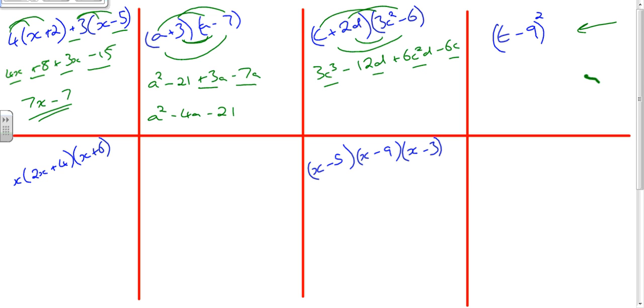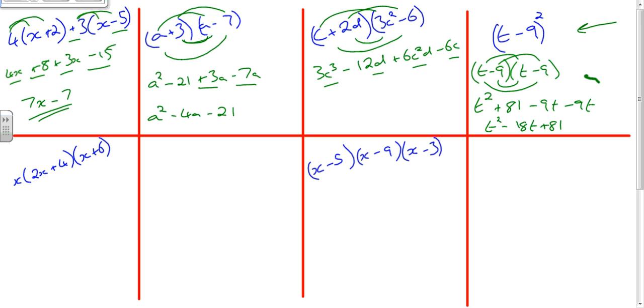The next thing, and this is a common mistake, if you've got a bracket squared, you need to write the bracket out twice. So t minus 9, t minus 9. And if you expand that, it's going to be t times t, which is t squared. Got the right eyebrow, which is minus 9 times minus 9, so you've got 2 minuses multiplied together there. That's plus 81. And you've got minus 9t, and then minus 9t. It's going to be t squared minus 18t plus 81.